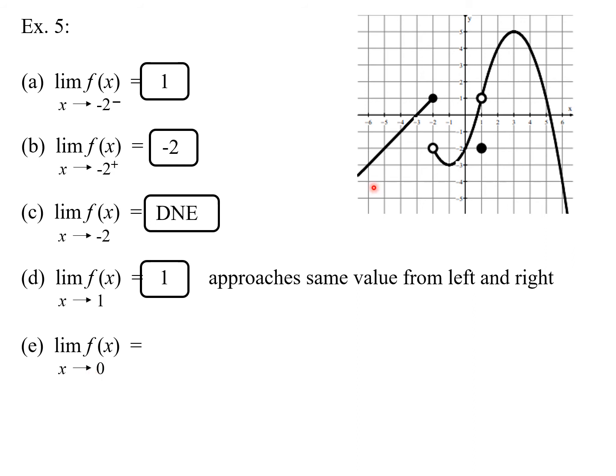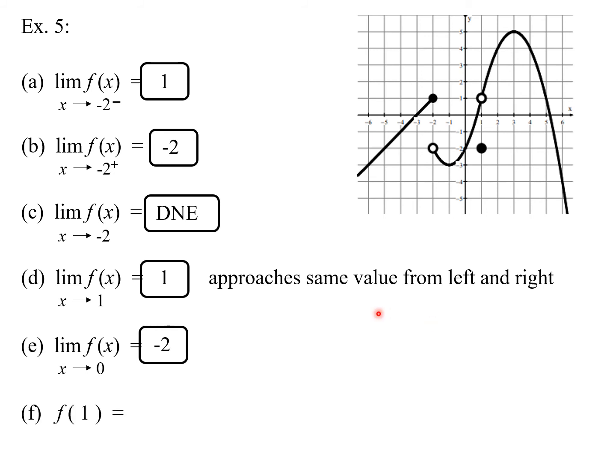What about the limit of f of x as x approaches 0? Here's x equals 0. It's on the axis, and it approaches -2 from the left side. It approaches -2 from the right side. So that's relatively straightforward. That's -2.